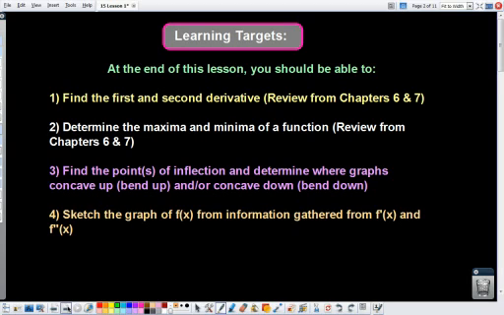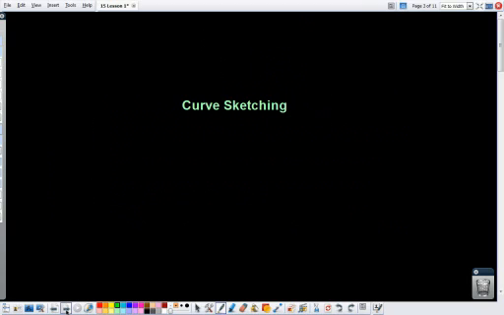New to us today is the point of inflection. So we're going to use the second derivative to find that point, and then we're going to determine, using that point of inflection, where the graph concaves up and concaves down. And finally, our ultimate goal is to sketch the graph of f of x using information gathered from f prime of x and f double prime of x, as well as the roots of f of x. So let's get started with some curve sketching.